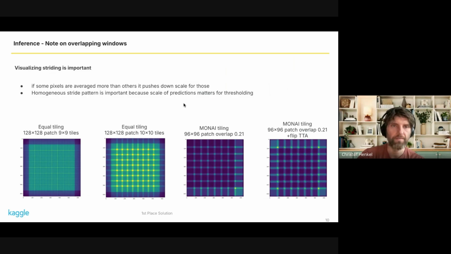Any questions on this before I do some note on sliding window inference?